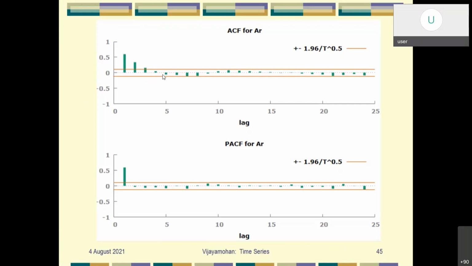And now the PACF we will use along with the ACF for identifying whether we have an AR process or an MA process. Now here in the PACF we find one significant spike. That means we have an AR1 process. And this is stationary. And here the order is 1. So we have a stationary AR1 process.